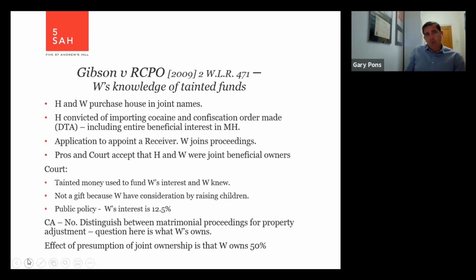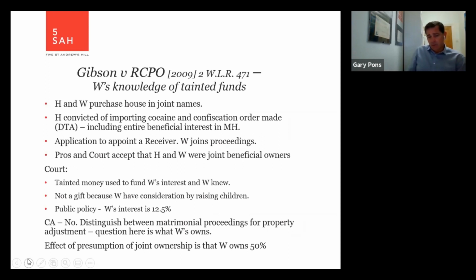The prosecution applied to appoint a receiver, and because this was under the Drug Trafficking Act, that application was dealt with in the High Court. The wife applied and was permitted to join the proceedings. But both the prosecution and the court accepted that the husband and the wife were joint beneficial owners. However, what the court then decided was that tainted money had been used to fund the wife's interests, and the wife had knowledge. It was not a gift, the court decided, because the wife had given consideration by looking after the home and by raising the children.